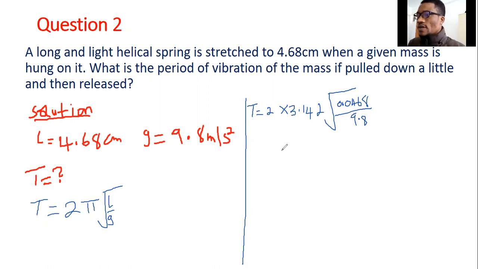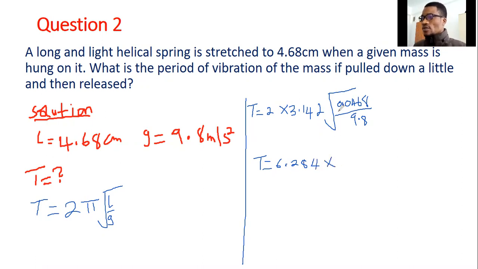When we simplify, look for the value: 2 times 3.142, we should have 6.284. Don't spoil the show. So we are going to have 6.284 times the value of whatever we have here.